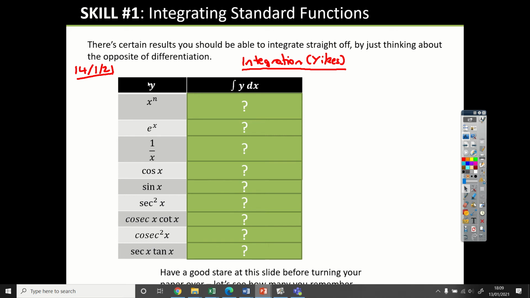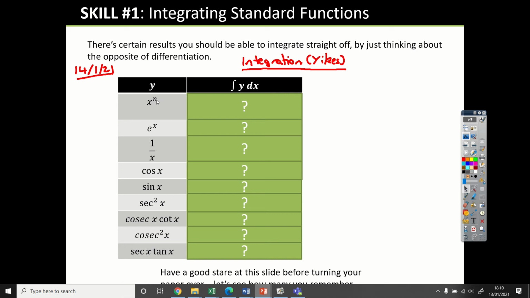Okay, so you're going to want to copy this table down. On the left, we've got some standard functions, and on the right, we're going to have their antiderivatives. Remember the notation from year 12, we've got the integral symbol and then the function, and then we're integrating with respect to x, that's the dx part. Okay, so the first row of this table then is integrating a polynomial, x to the n, and this is just stuff that you've done in year 12.